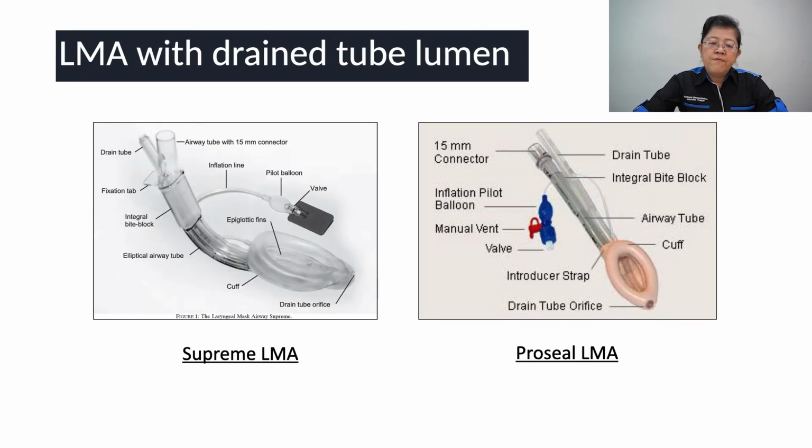Therefore, manufacturers have come up with a better way of doing it, which is the LMA with a drain tube lumen in order to cut down the risk of aspiration. But to remind everybody, it is not a gadget to prevent aspiration. One is the Supreme LMA and one is the ProSeal LMA. The Supreme LMA is a disposable type, and the ProSeal LMA is reusable.